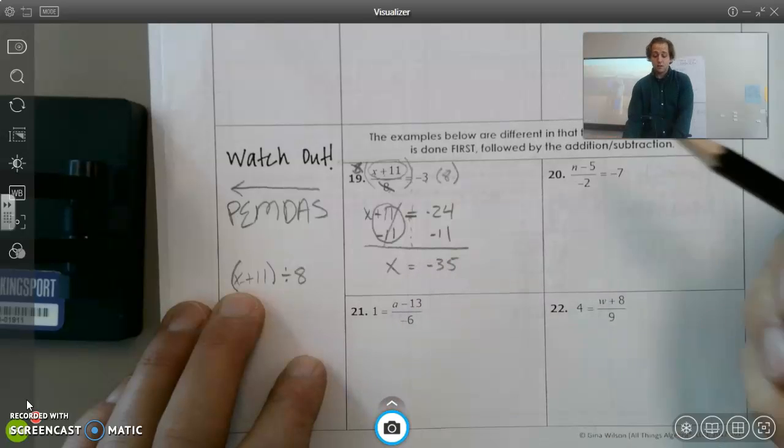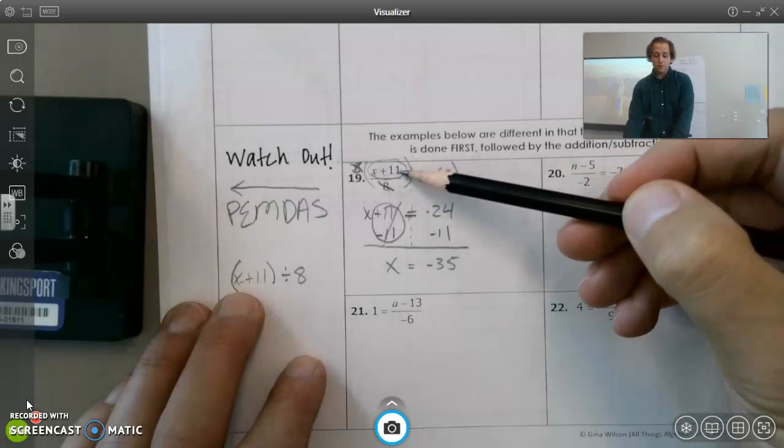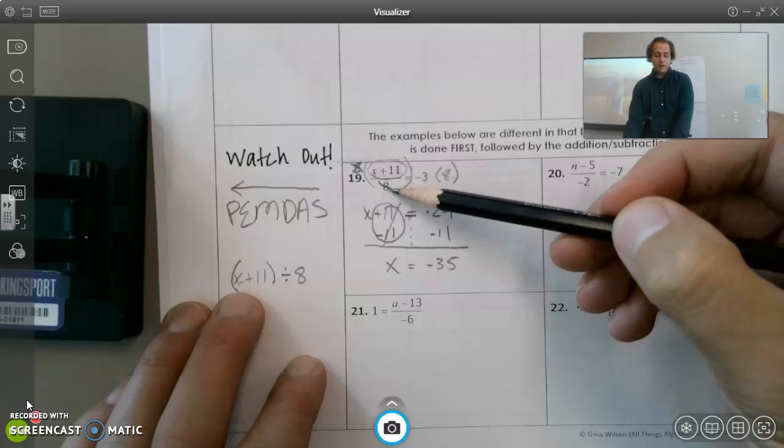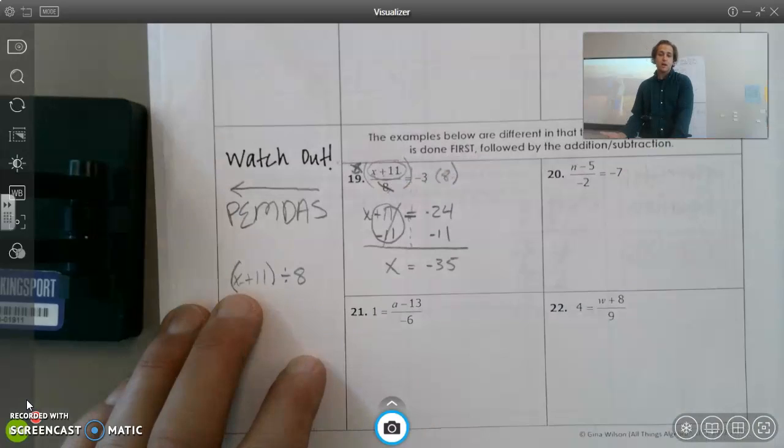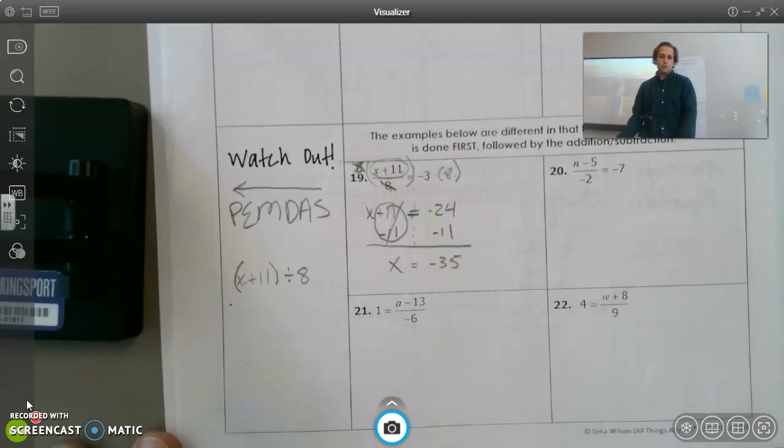Does it work? Well, negative 35 plus 11 is negative 24. Divided by 8 is negative 3. That's correct. That would work. Negative 35 would make this equation true.